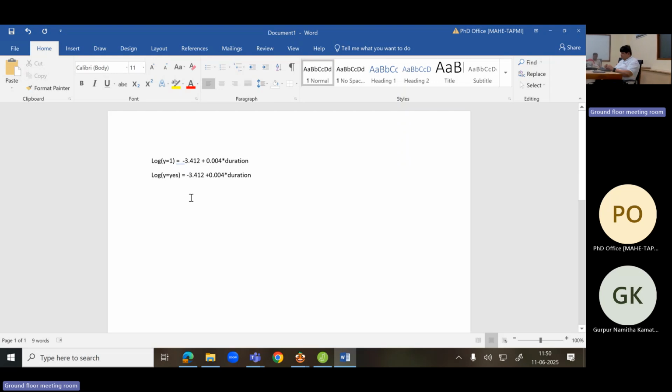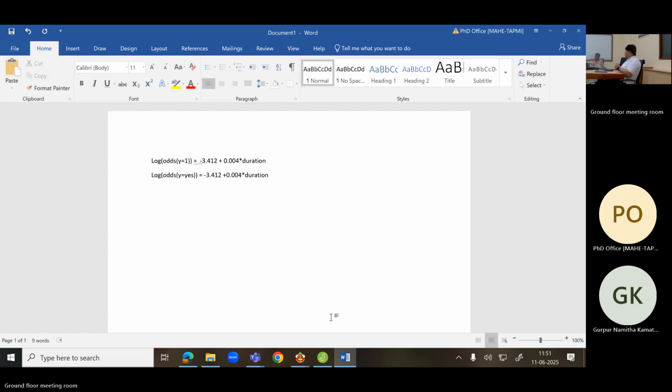That doesn't make sense. There is one expression called odds. So odds of y equal to 1, I'll tell you what it is. It's log of odds. Now the question is, what is odds?